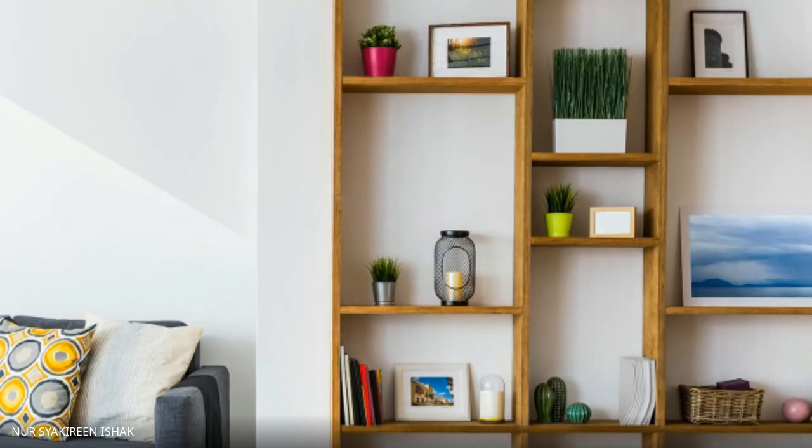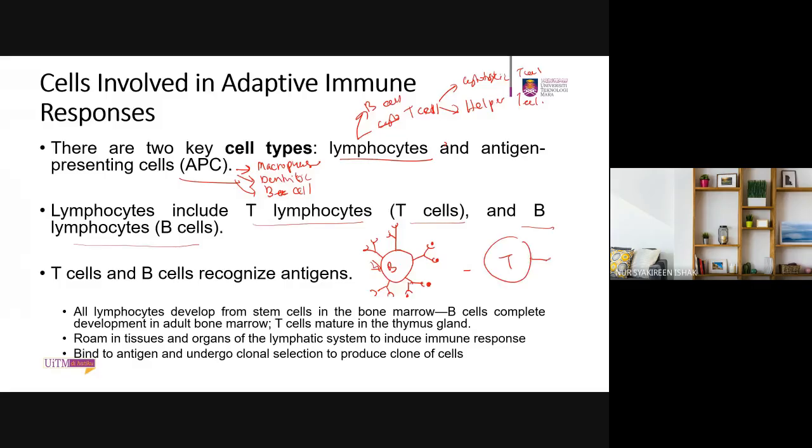Kalau T cell, dia satu macam tu je. Ini antigen binding site, satu je bentuk dia. Satu dia bukan Y shape. Macam tu. Okay. B cell dia punya antigen receptor bentuk Y shape.